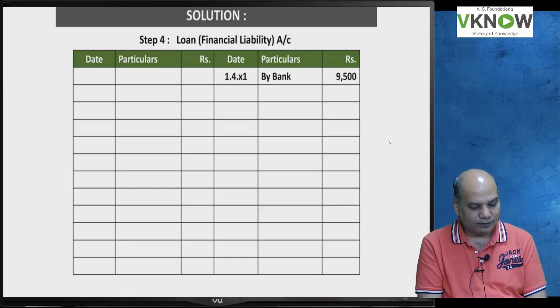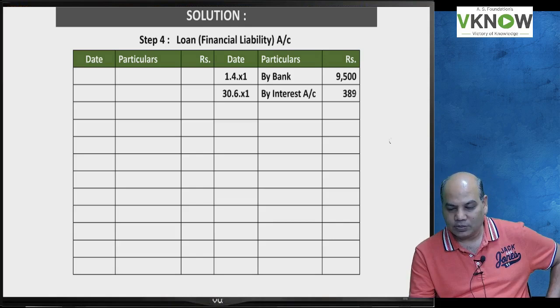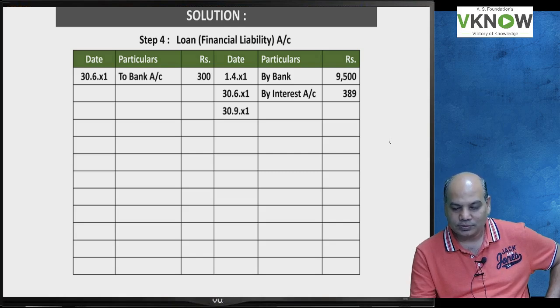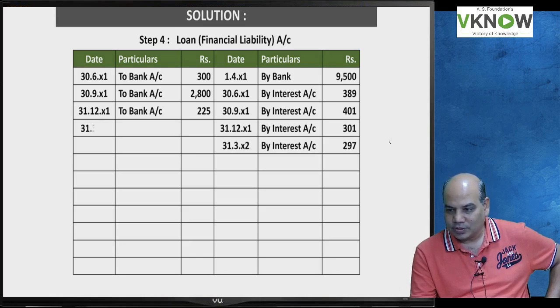Start with the credit side. First April 20x1. Write a little fast. Look at the above table and write the answer. By bank 9500. By interest, you will find the figure in the above table, 389. Match it with the previous table. To bank. Again by interest. To bank. Debit side 2800. By interest again 301. 31st December debit side 225. 31st March 2002 credit side by interest, debit side 2725, and now you close it.